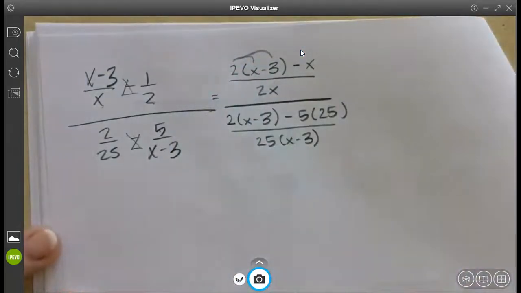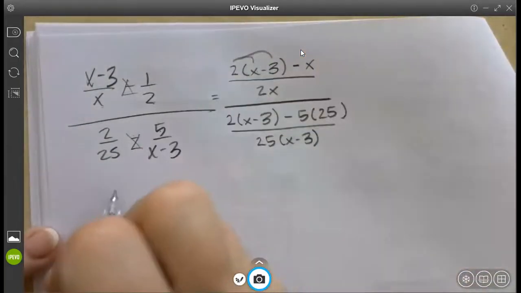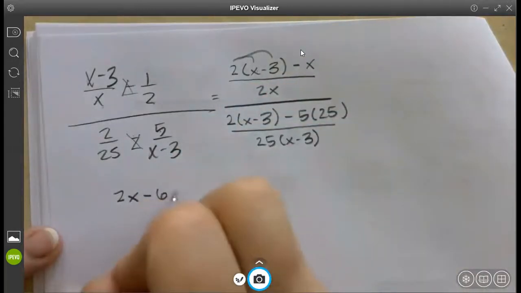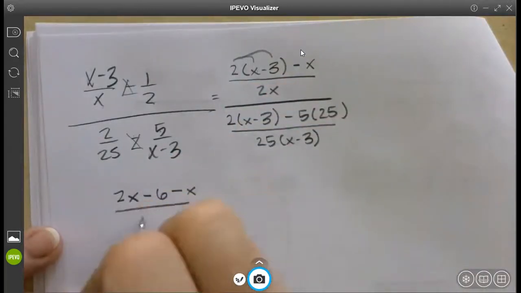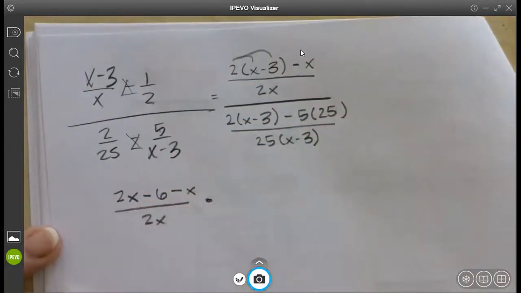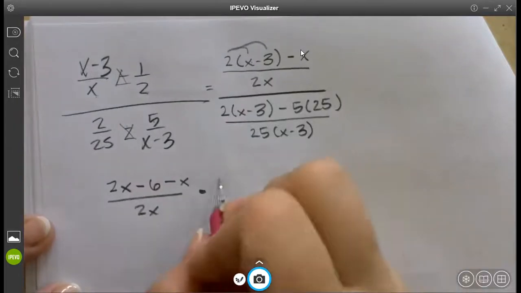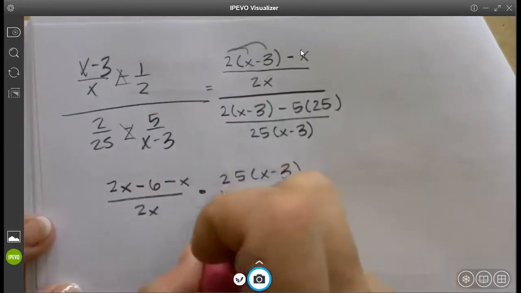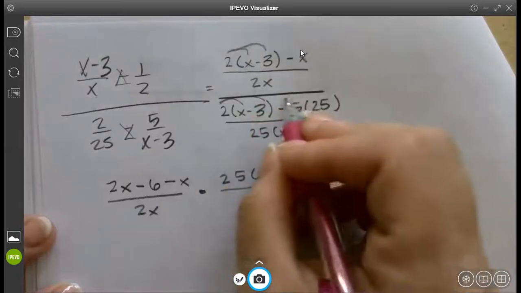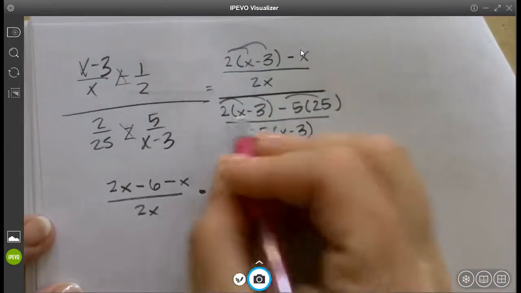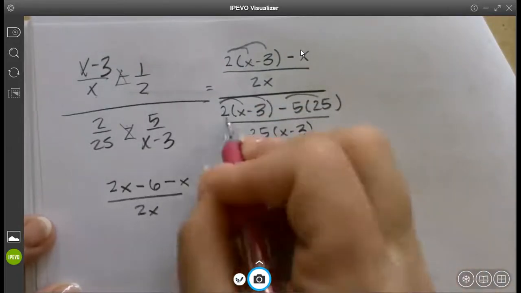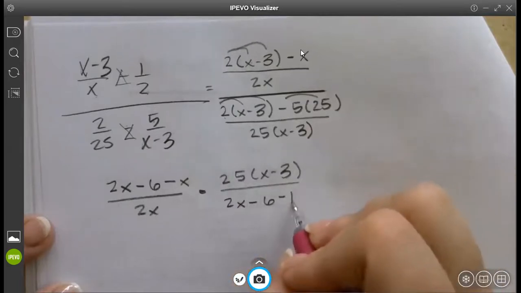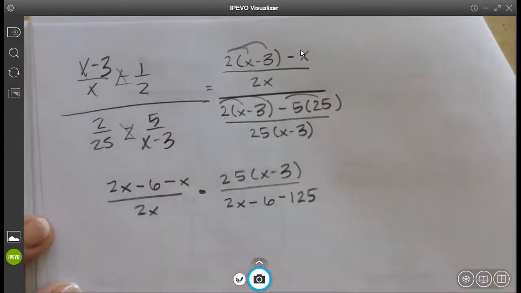We're going to distribute right here. 2 times x is 2x. 2 times negative 3 is negative 6 minus x over 2x. We're going to change it to multiply and flip it over. 25 times x minus 3. Distribute 2 times x is 2x. 2 times negative 3 is negative 6. And minus 5 times 25 is 125.